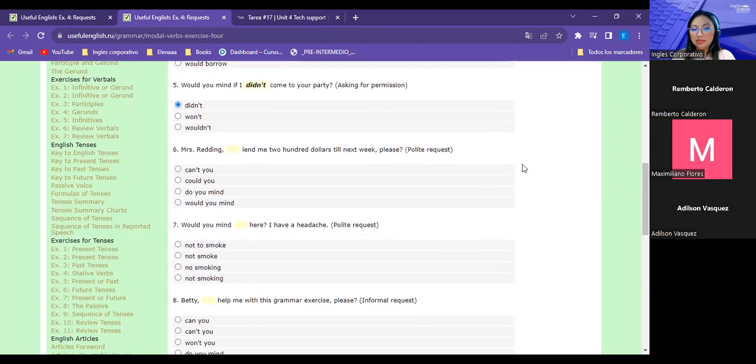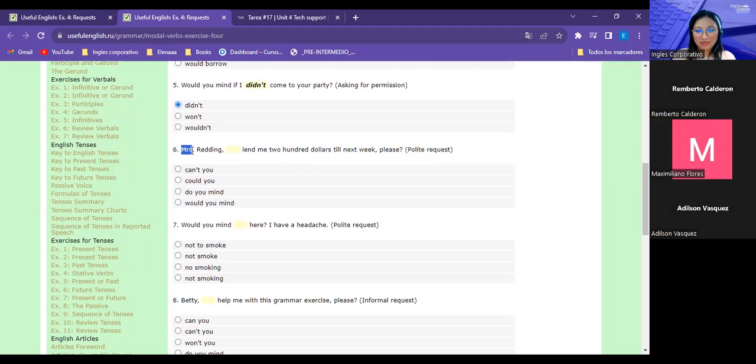Number six, Mrs. Y tenemos acá un verbo lend. Mrs. Rent, lend me $200 till next. ¿Qué? Would you lend me? ¿Qué será esto? Lend me $200 till next week, please. Busquemos a está prestando $200 hasta la otra semana. Bueno, pero se está comprometiendo con una fecha para pagar. Till next week, please.